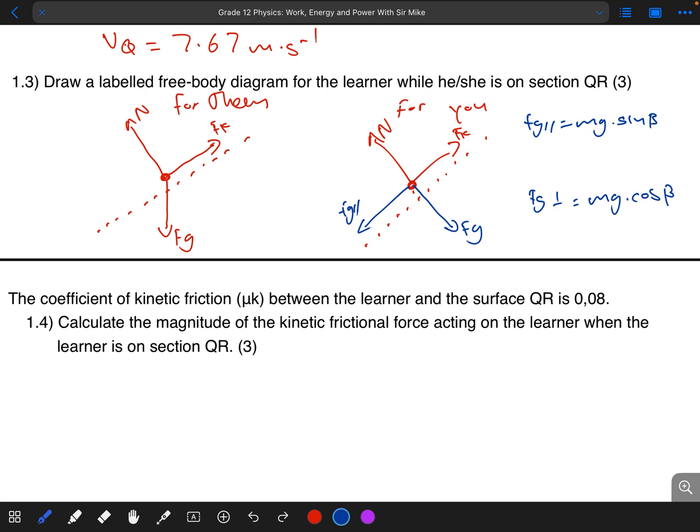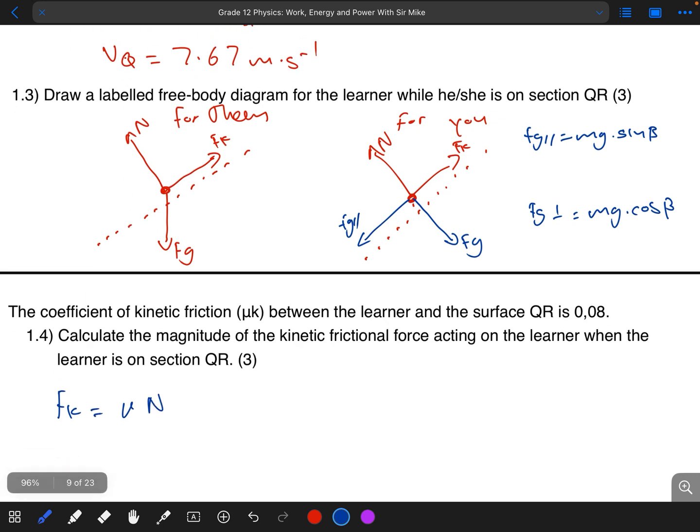So they said that the coefficient of kinetic friction between the learner and the surface QR is 0.8. So they actually gave us that coefficient of kinetic friction. They said calculate the magnitude of the kinetic frictional force acting on the learner while the learner is on section QR. Now remember that to calculate the frictional force, Fk is equal to mu multiplied by the normal force.